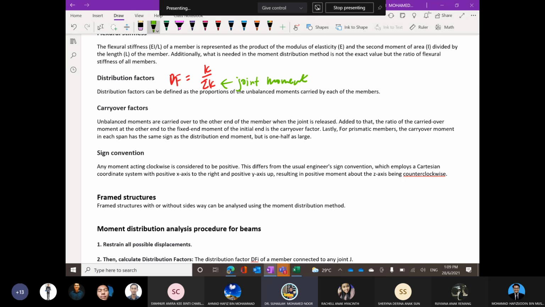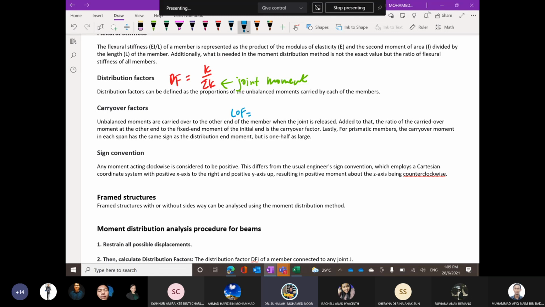Unbalanced moments are carried over to the other end. Whenever we want to carry the moment value, we have to carry the value to the other end, or opposite end, of the member when the joint is released. The ratio of the carried over moment at the other end to the fixed end moment of the initial end is the carryover factor. There are two values for the carryover factor.